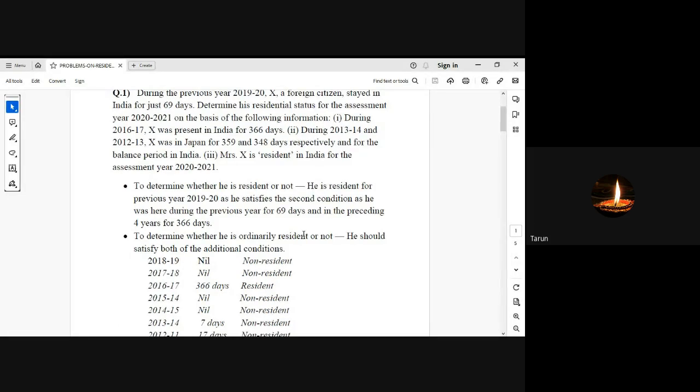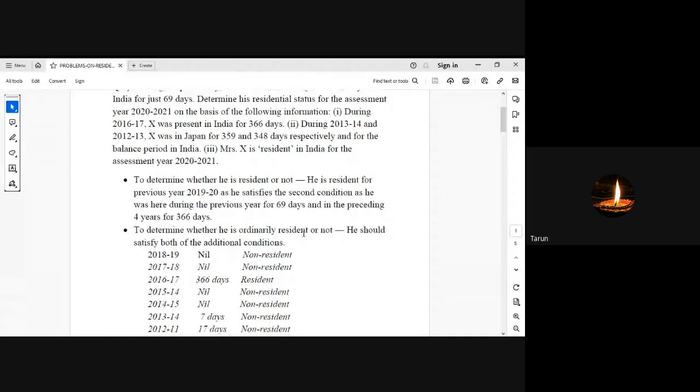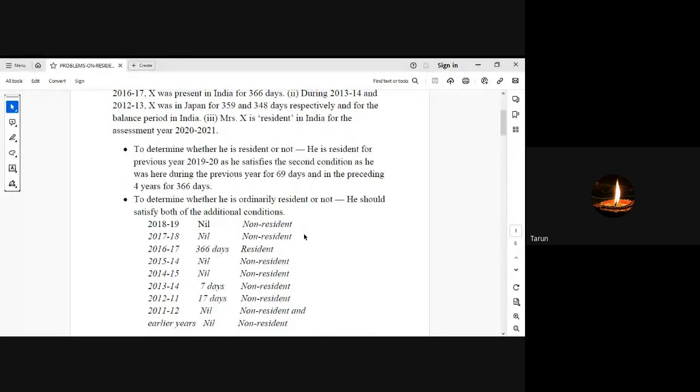Now you have to find out the preceding 10 years back. These are the 10 years of information given to you. Begin from 2018-19. The previous year is 2019-20. So these are the preceding previous years. The preceding 10 previous years. These are 2018-19.